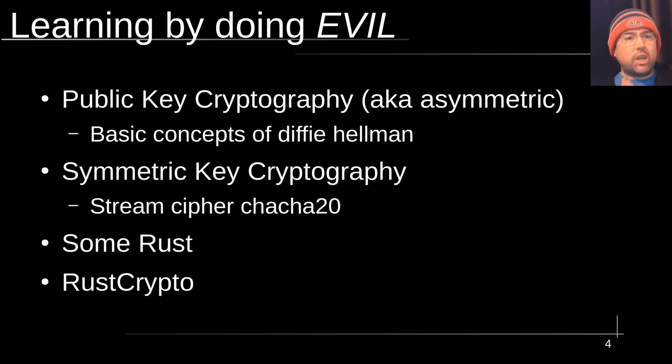All right, so what are we going to learn by doing evil? What are we going to learn in this presentation? What you will learn is public key cryptography. We're going to learn about things like Diffie-Hellman and how to use Diffie-Hellman with Rust crypto in Rust. We're also going to be learning about some symmetric key cryptography that will do the actual encrypting of files. And we're going to be doing symmetric key cryptography using the ChaCha20 stream cipher.